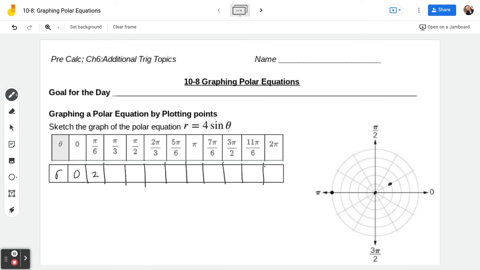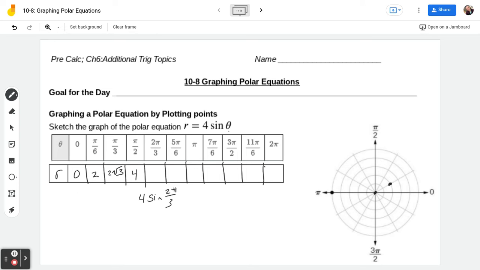If we have pi over 3, I know that sine of pi over 3 is going to be radical 3 over 2 times 4. 4 times radical 3 over 2 is going to be 2 radical 3. 4 times sine of pi over 2: sine of pi over 2 is 1, so that's going to be 4. All right, so this is where it gets interesting. 4 times the sine of 2 pi over 3. Well, actually, never mind, I take it back. It doesn't get interesting yet. We'll keep on going. All right, so 4 sine of 2 pi over 3.